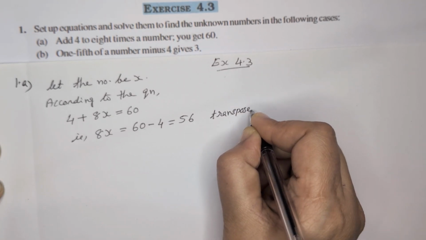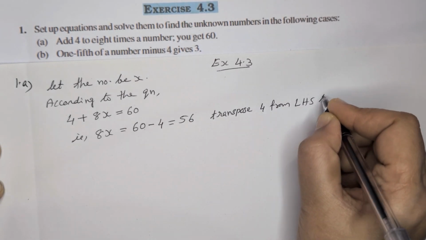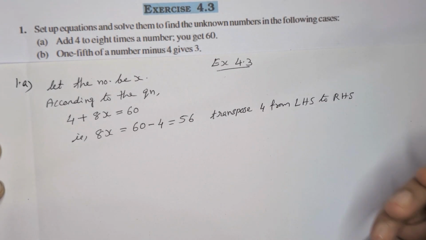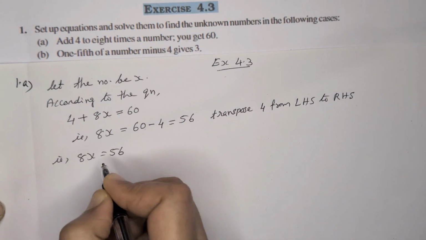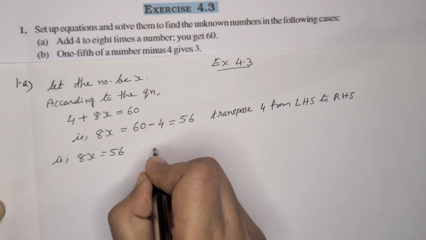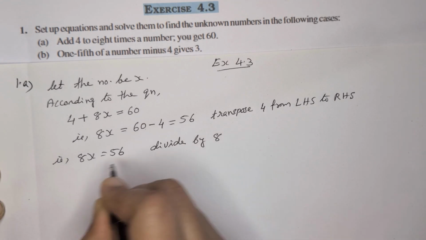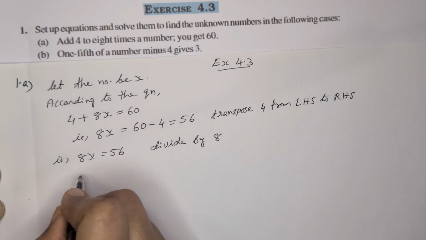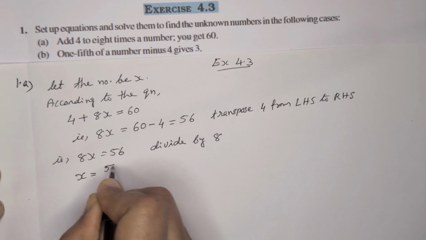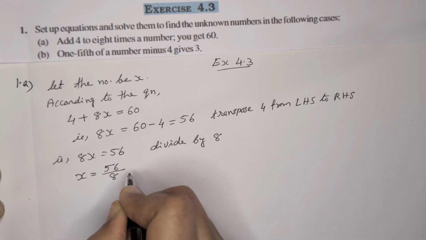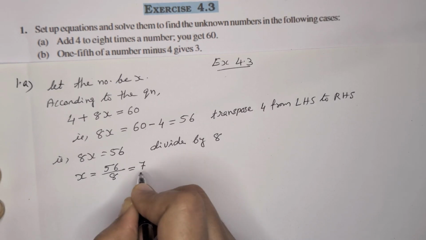Transpose 4 from LHS to RHS. Now we got 8x is equal to 56. From here we have to remove 8. For that, divide by 8. Both sides of the equation we have to divide by 8. So it will become x is equal to 56 by 8, which is equal to 7. Now we got the value of x as 7.